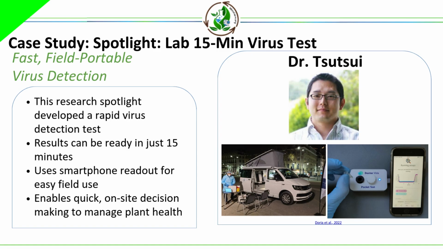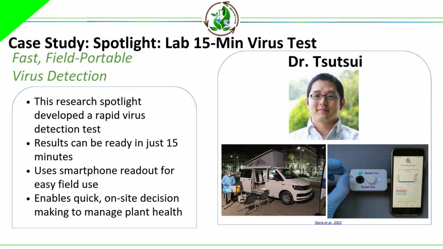What if you could test plant health with just your phone and get results in 15 minutes? This case study from the Tsutsui lab at UC Riverside gives us a glimpse of that future. Dr. Hideaki Tsutsui and his team have developed an ultra-fast, lab-on-a-phone diagnostic test that uses isothermal amplification, a method that works at a constant temperature, so it doesn't need complex PCR machines. The whole system is field portable and smartphone readable. You run the reaction in a simple device, and then use a phone to capture and interpret the result. In about 15 minutes, you know whether a virus is present.